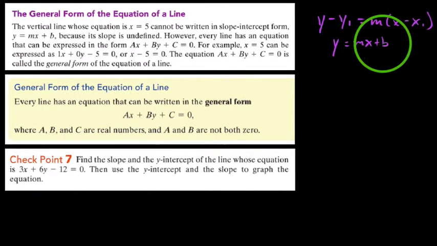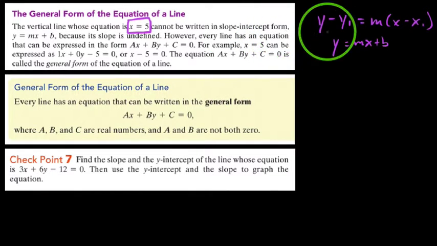What I want to discuss is this: sometimes, like x equals 5, which would be the equation of some vertical line, it can't itself be written in slope-intercept form or point-slope form, because its slope is undefined. But there is one way to write the equation of every single line, and that would be expressed in the form ax plus by plus c equals 0, which we refer to as the general form of a line. Every line has an equation that can be written in general form, every single one.